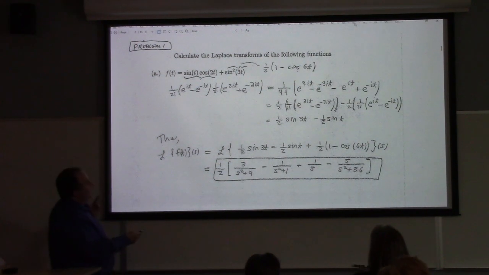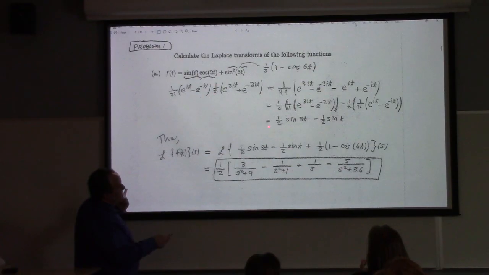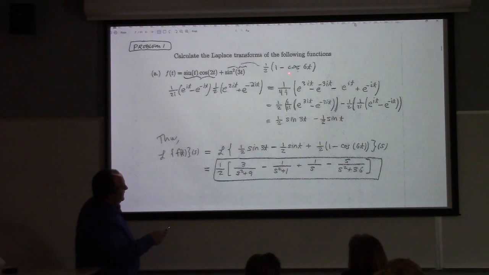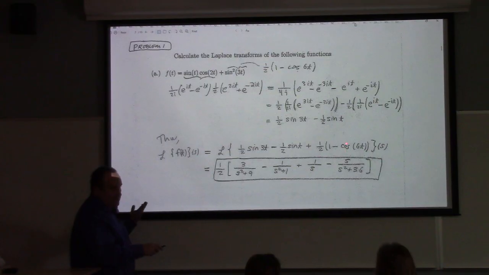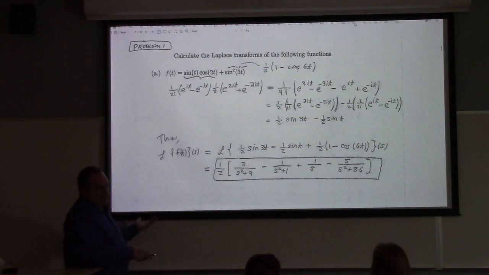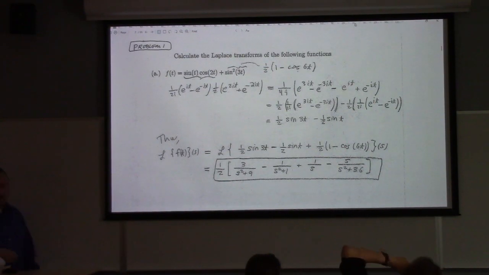So this is that same trick again. Sine, cosine, there's my sines, and this here, well, that's 1/2 times 1 minus cosine 6t. So when I'm Laplace transforming, I first must shift to a sum of regular sines and cosines. And after I do that, I can Laplace transform, right?